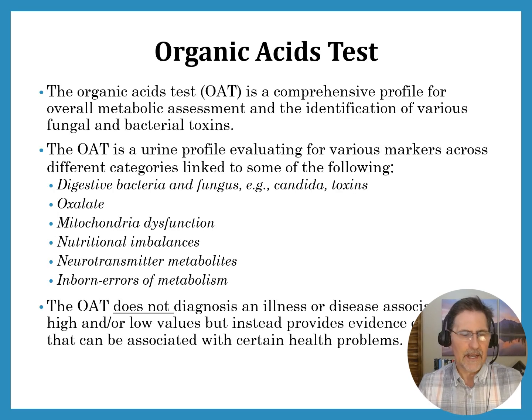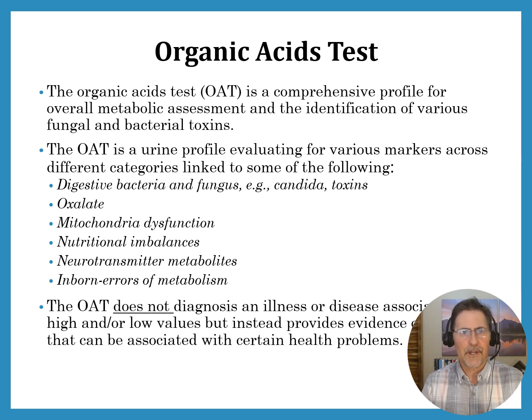So the organic acid test is a comprehensive profile. You could almost make the case that it's a series of individual tests brought together in a collective fashion to be able to view different types of metabolic imbalances. Some of those could be linked to fungal toxins, bacterial toxins, mitochondrial imbalances, nutrient deficiencies. So it's a very important test to not only perform in clinical practice, but also for a wide variety of health disorders. So technically, the organic acid test is a urine profile that evaluates for various markers across different categories.